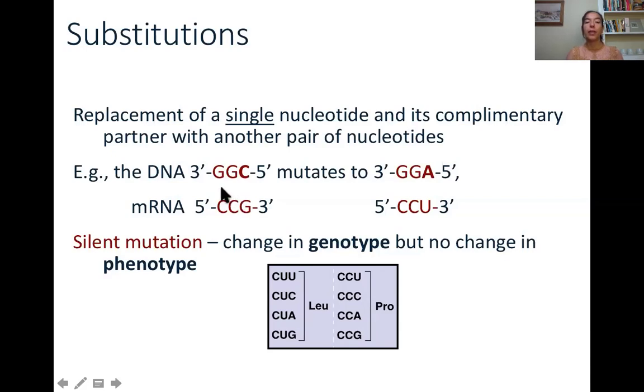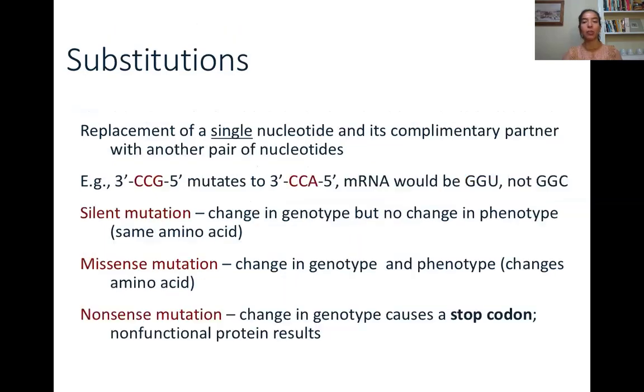So, for example, if we have here a GGC and it mutates to GGA, then the messenger RNA is going to go from CCG, and the mutation is going to result in CCU. So we're going to have proline before, CCG, and the result is another proline, CCU. So we didn't have a change in this amino acid. Therefore, it's a silent mutation, right? Nothing changes in this protein or in this polypeptide. We have the same amino acid in the same position.